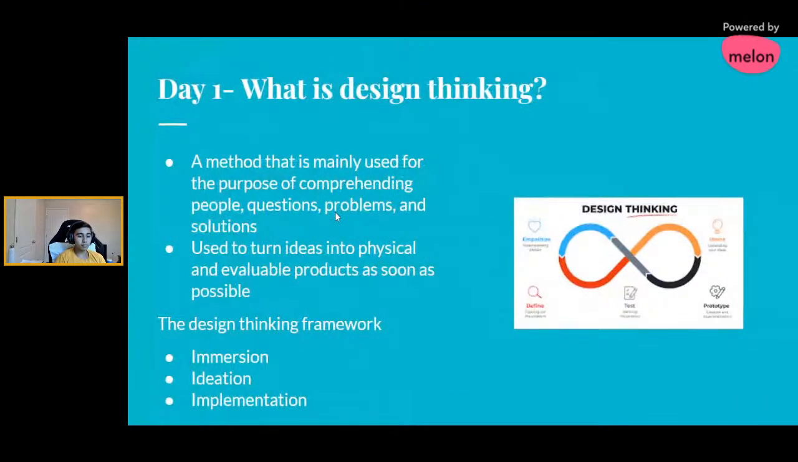Okay, so we're going to start off by talking about what design thinking is. Design thinking is a method that is mainly used for the purpose of comprehending people, questions, problems, and solutions. And its main function is to turn ideas into physical and evaluable products as soon as possible for business. The design thinking framework itself consists of three main things: the three I's, which are immersion, ideation, and implementation.